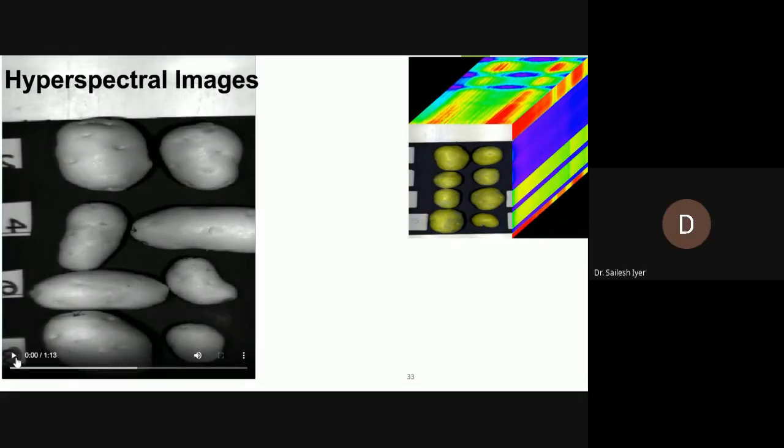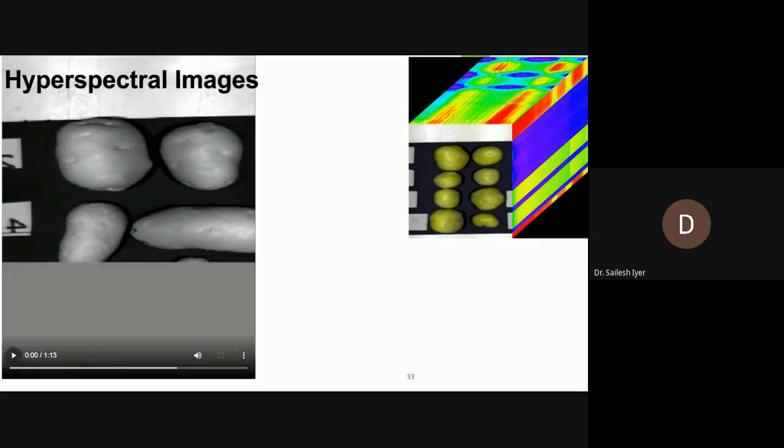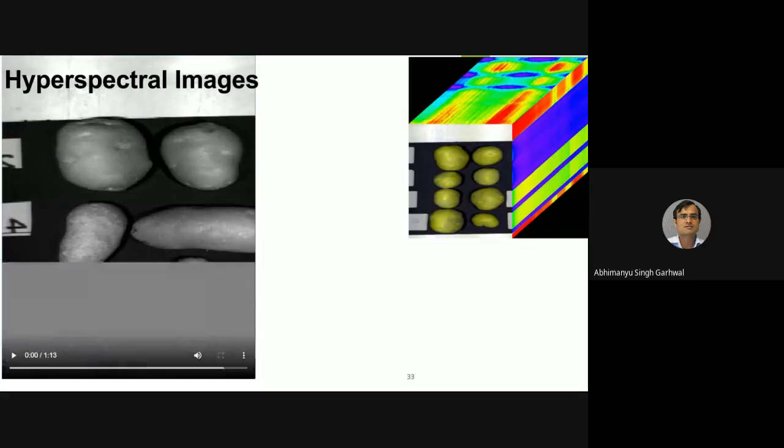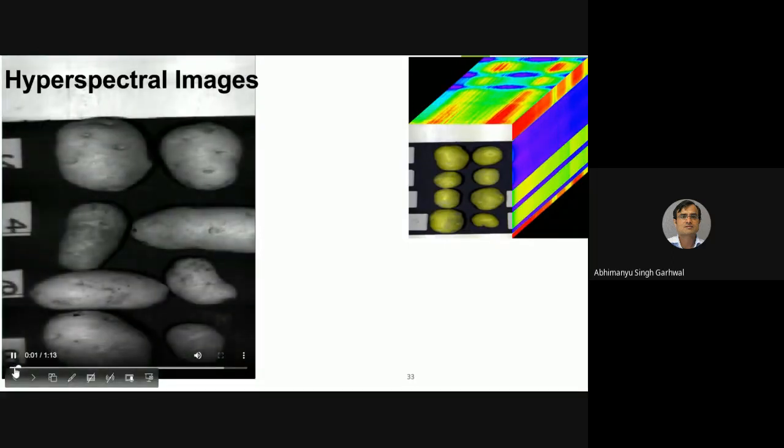Sir, I have one question here. Sorry to interrupt you. Actually, these potatoes, can it be that half of the potato is infected and half is not infected? Yes, this is a mixed data set. I have an answer for this question in my next slide.